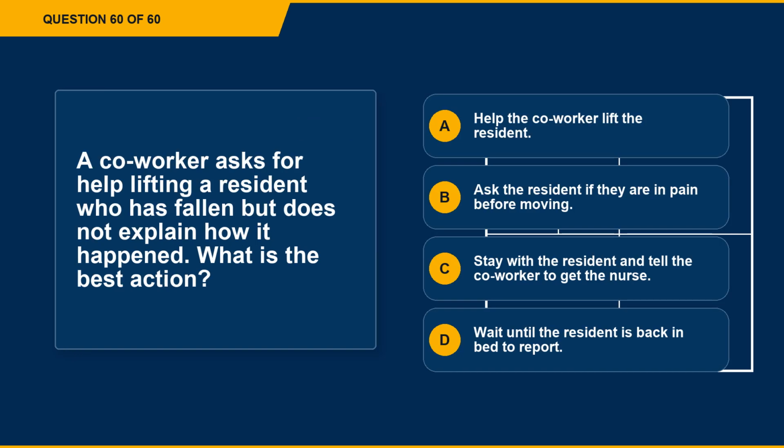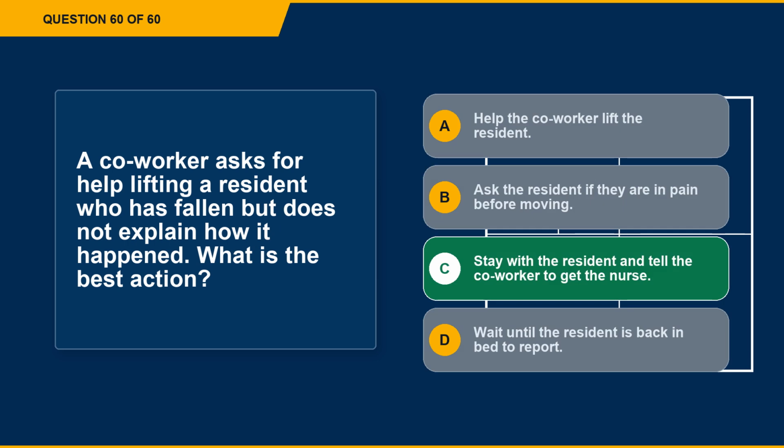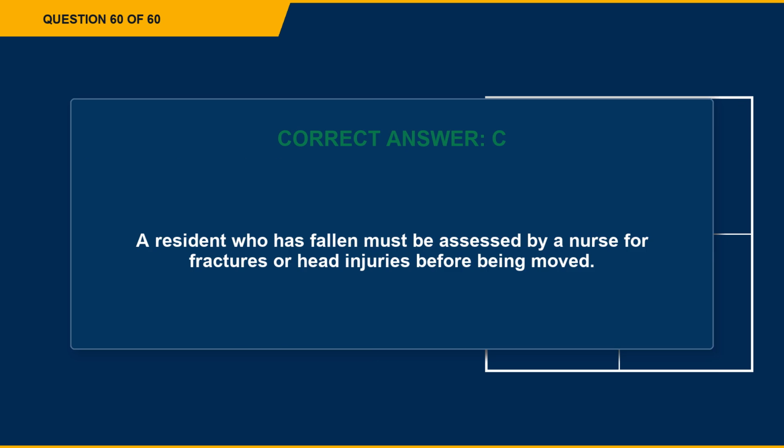Question 60. A coworker asks for help lifting a resident who has fallen but does not explain how it happened. What is the best action? Option A. Help the coworker lift the resident. Option B. Ask the resident if they are in pain before moving. Option C. Stay with the resident and tell the coworker to get the nurse. Option D. Wait until the resident is back in bed to report. The correct answer is option C. Stay with the resident and tell the coworker to get the nurse. Explanation. A resident who has fallen must be assessed by a nurse for fractures or head injuries before being moved.